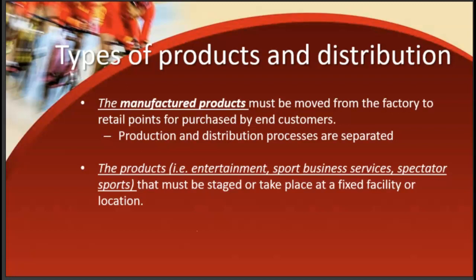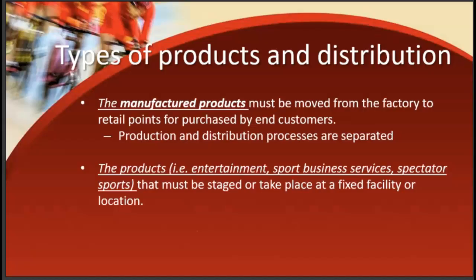Another type of sports product is entertainment, like sports business services, spectator sports, the event itself. A lot of the time we consider this kind of product as a service, right? So it must be staged and take place at a sports facility or particular location. That's why when we watch the Olympic Games, the IOC every 4 years has to select a city to host them. The Super Bowl is the same, right? Every year the Super Bowl committee has to pick the city to host this event. So these are different types of products, and they will have different ways to distribute them.